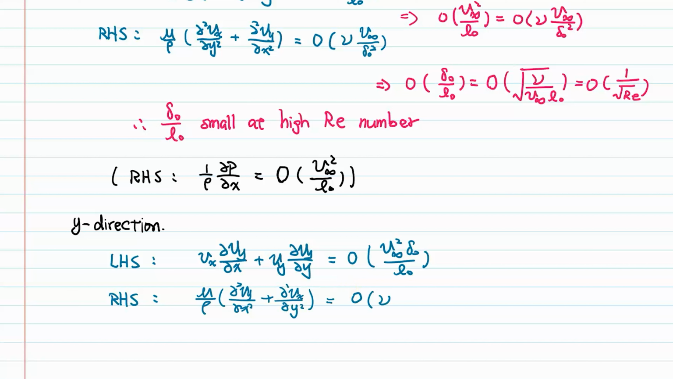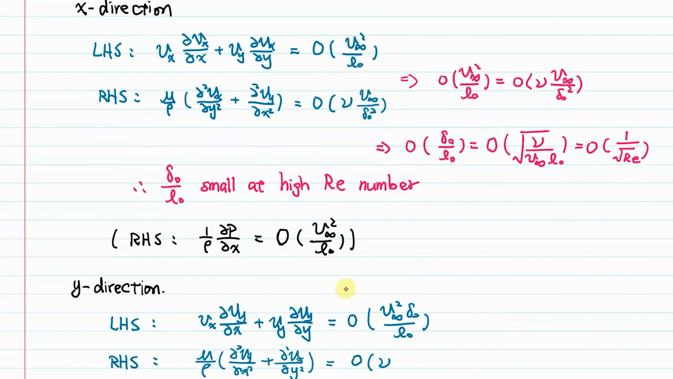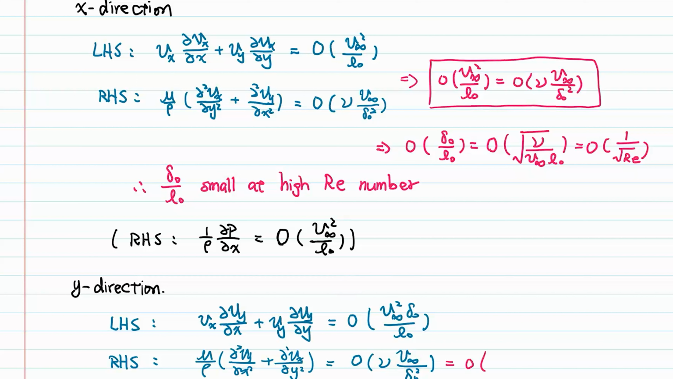And again, we have similar terms here. So we have V infinite over delta square. And we know from the previous analysis that it's on the order of V squared over L naught. So it would be on the order of V squared over L naught.